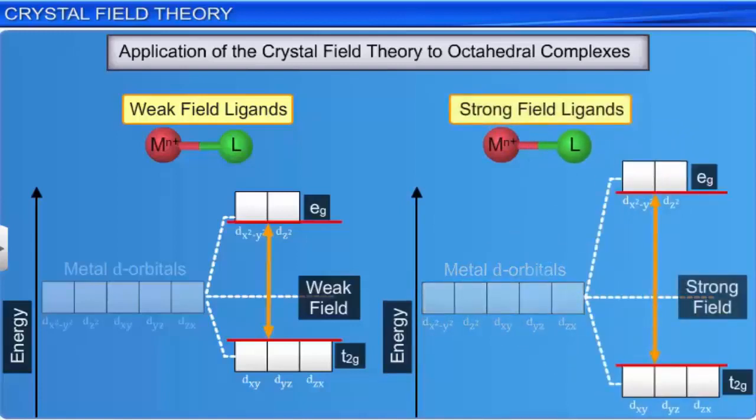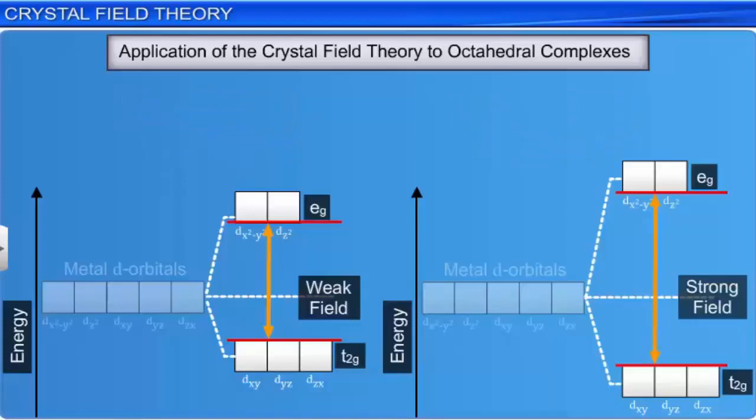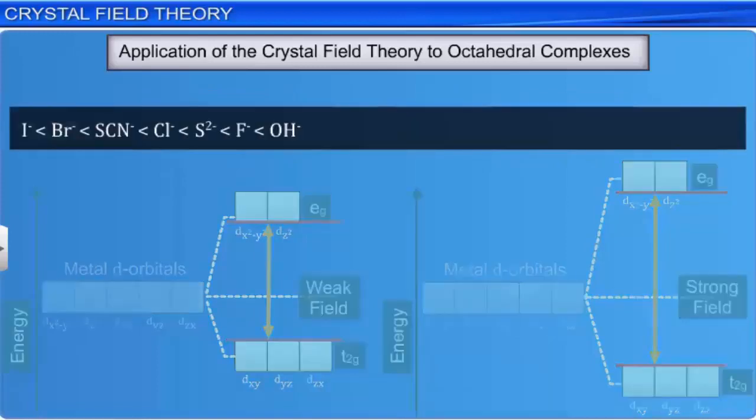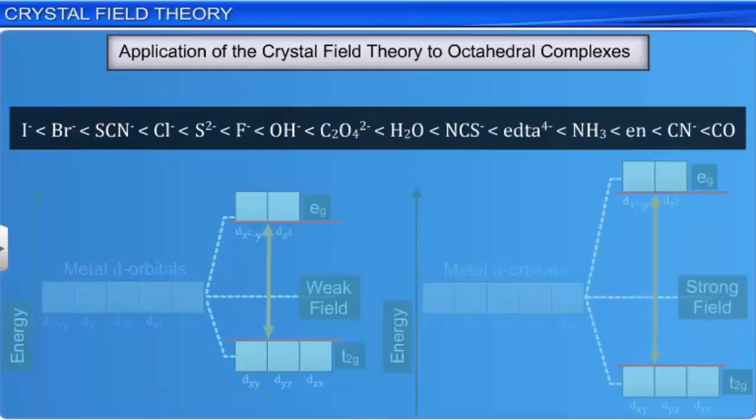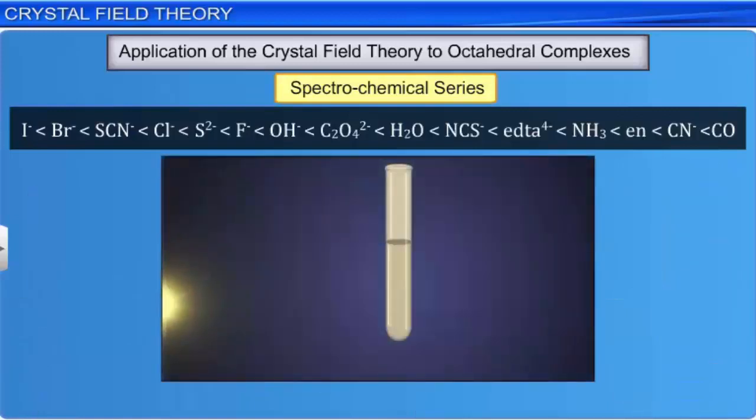In general, the common ligands can be arranged in ascending order of field strength as shown here. The order remains practically constant for different metals, and this series is called the spectrochemical series. It is an experimentally determined series based on the absorption of light by complexes with different ligands.